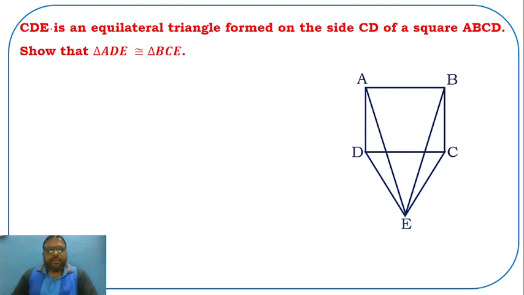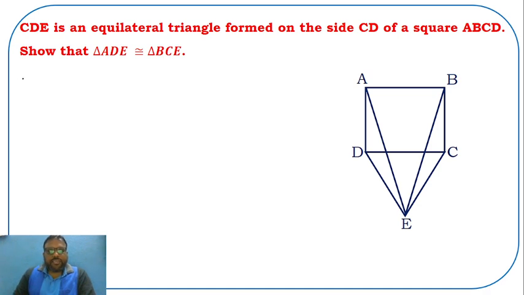Let us see this question. CDE is an equilateral triangle formed on the side CD of a square ABCD. So ABCD is a square given for us, right? And also mentioned that CDE is an equilateral triangle. Now what is asking you to prove? It is asking you to show that triangle ADE is similar to triangle BCE.